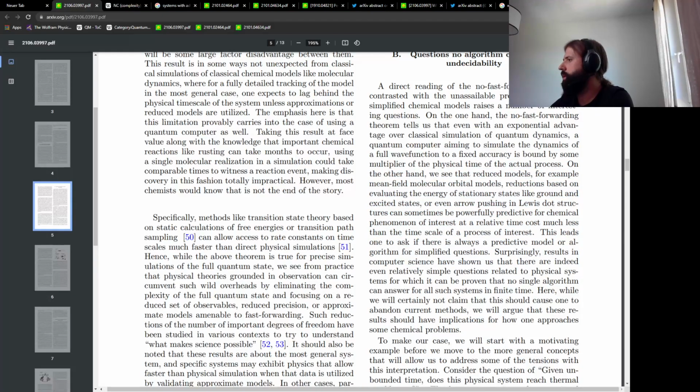This leads one to ask if there's always a predictive model or algorithm, even for simple questions. Basically, a result from computer science: there are indeed even relatively simple questions related to physical systems for which one can prove that no single algorithm can answer for all such systems in finite time.